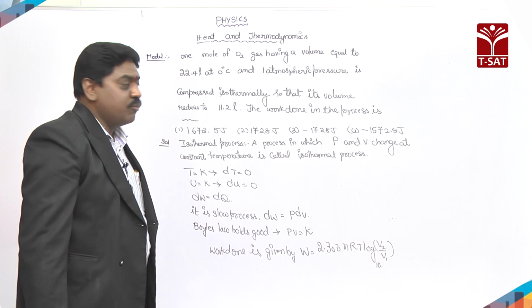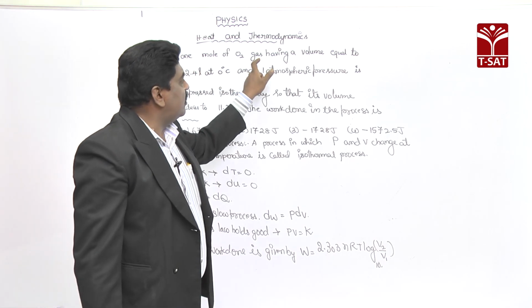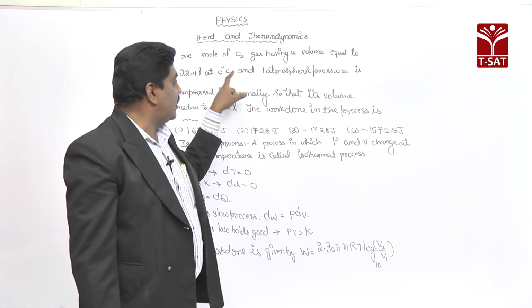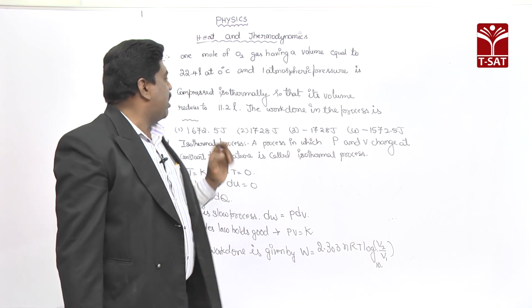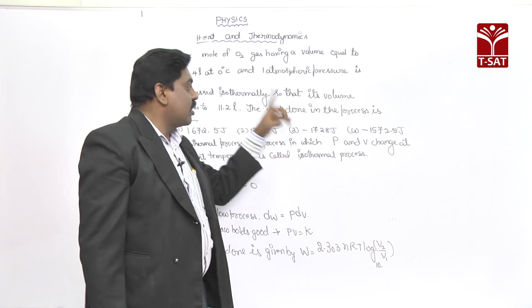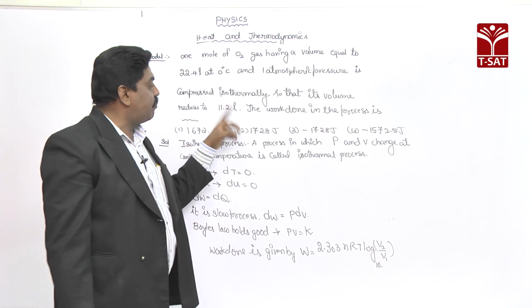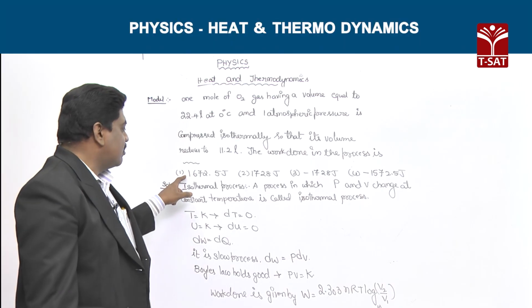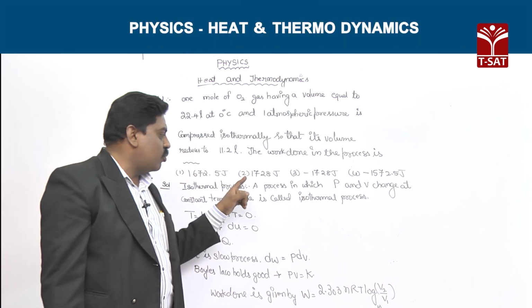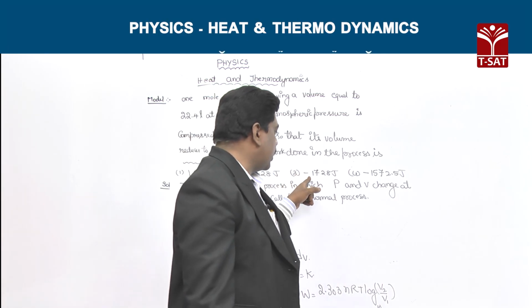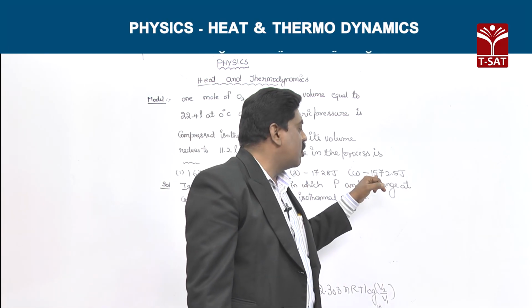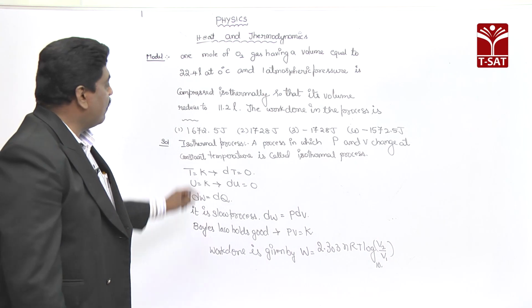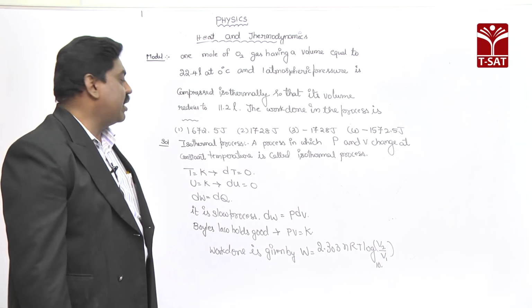Now let us see another model. 1 mole of oxygen gas having a volume equal to 22.4 liters at 0 degrees Celsius and 1 atmospheric pressure is compressed isothermally so that its volume reduces to 11.2 liters. The work done in this process is, and the options given are 1672.5 joules, 1728 joules, minus 1728 joules, minus 1572.5 joules.